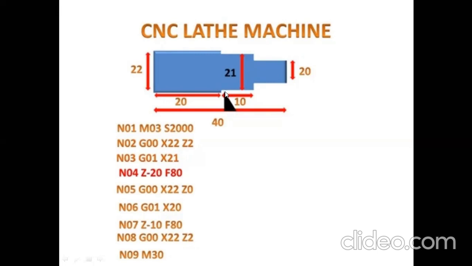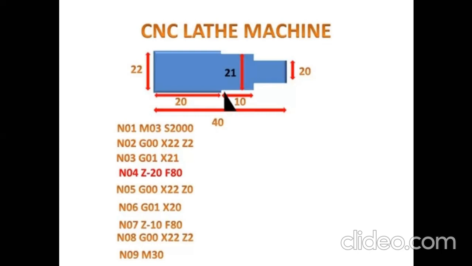So N04 is linear interpolation. Again, it is linear interpolation. In which direction is it? Z negative 20. But while machining, we have to provide the feed rate, and F is represented by feed rate. So we are providing 80 as a feed rate to your machining operation. This is your fourth step. Tool is moving to this location. Means your length is covered around 20 and diameter is covered around 21 mm.